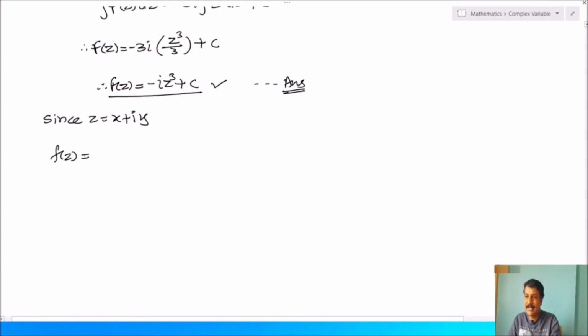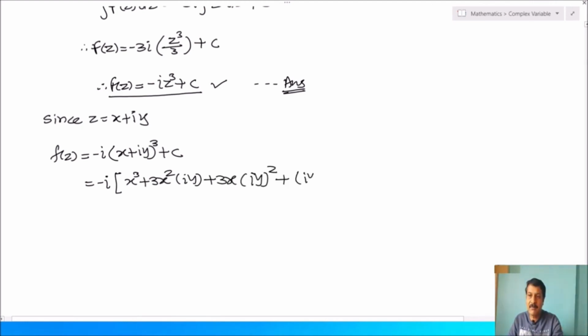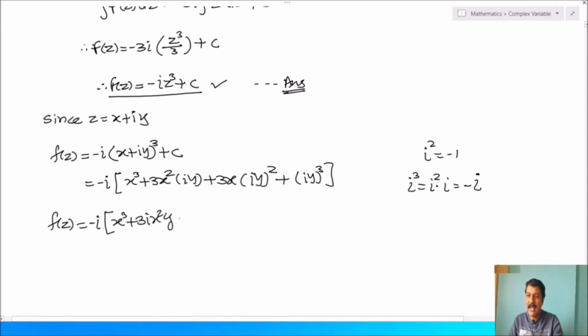So f of z, it is additional thing I am taking plus c. So it is equal to minus i, so cube: x cube plus 3x square into iy plus 3x iy square plus iy cube. Note that here i square equal to minus 1 and i cube means i square into i, which is minus i. And that is why f of z equal to minus i outside in bracket x cube plus 3i x square y minus 3xy square minus iy cube plus c as it is.